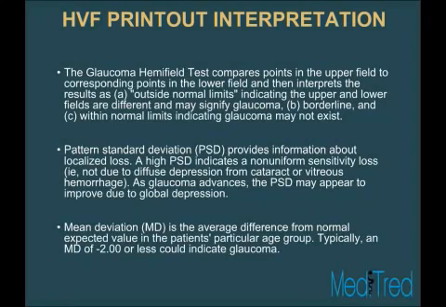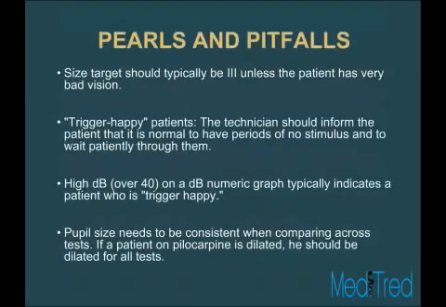The glaucoma hemifield test compares points in the upper field to corresponding points in the lower field and then interprets the results as either outside normal limits, borderline, or within normal limits. Pattern standard deviation, or PSD, provides information about localized loss. A high PSD indicates a non-uniform sensitivity loss. As glaucoma advances, the PSD may appear to improve due to global depression, and this is something that should be taken into account. Mean deviation is the average difference from normal expected values in the patient's particular age group. Typically, an MD or mean deviation of -2 or less could indicate glaucoma.